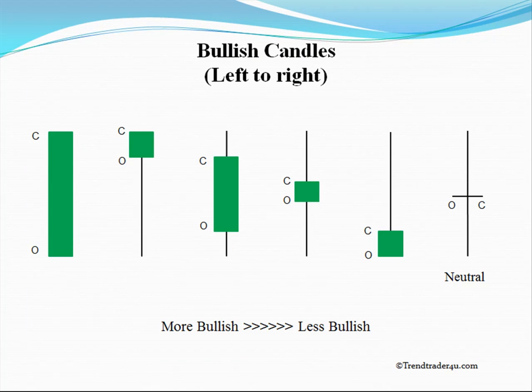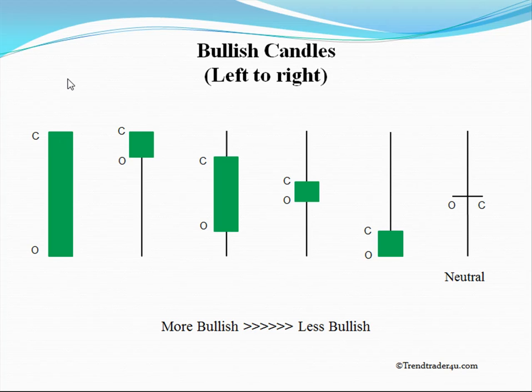Okay, so these are what you call bullish candles, left to right, the left one being the most bullish, and as you move toward the right, it's less bullish, and then it's neutral. So open here and it closes here. I want you to think about how strong of a candle it is. Price opened at 35, and the bulls kept pushing the price all the way up to the top, and that's where it closed. That is a really bullish candle.